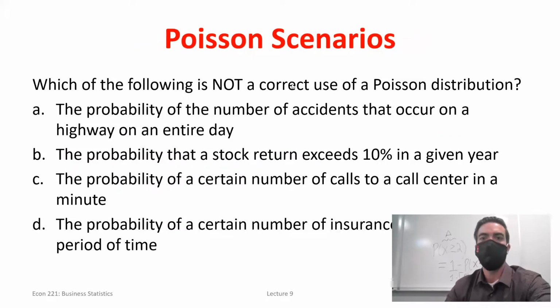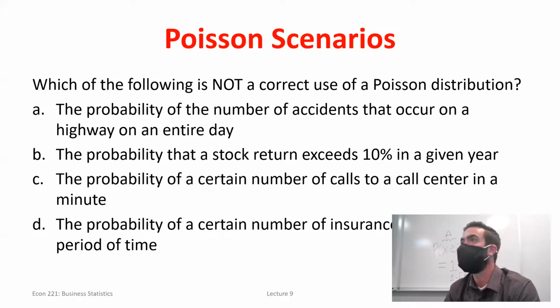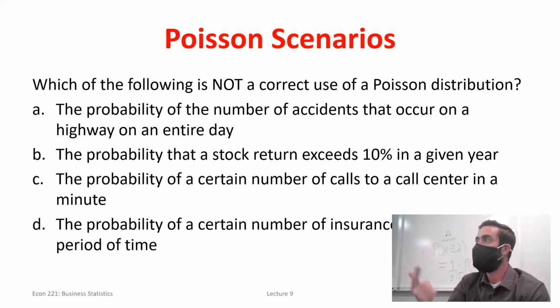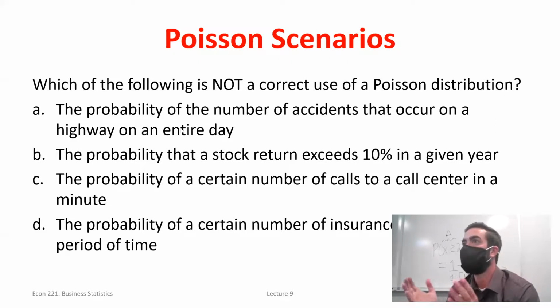So let's think about different scenarios where we can use the Poisson, just to give you a few different ideas. Let's say I wanted to find the one that's not correct. The first one: the probability of a certain number of accidents occurring on a highway in an entire day. We already used this as an example. If I know the average number of accidents that happen, that's my lambda. I'm dealing with a time interval of an entire day, so I could very easily find the probability of seeing different numbers of accidents.